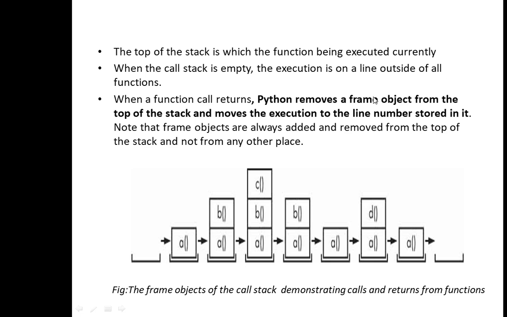And when a function returns, it removes the frame object. As you can see here, after C is executed, it removes that. Next, after B is executed, it removes that frame object. And you can see that inside A we are calling D, and when D returns, D is removed, and here after A is executed, A is also removed finally.